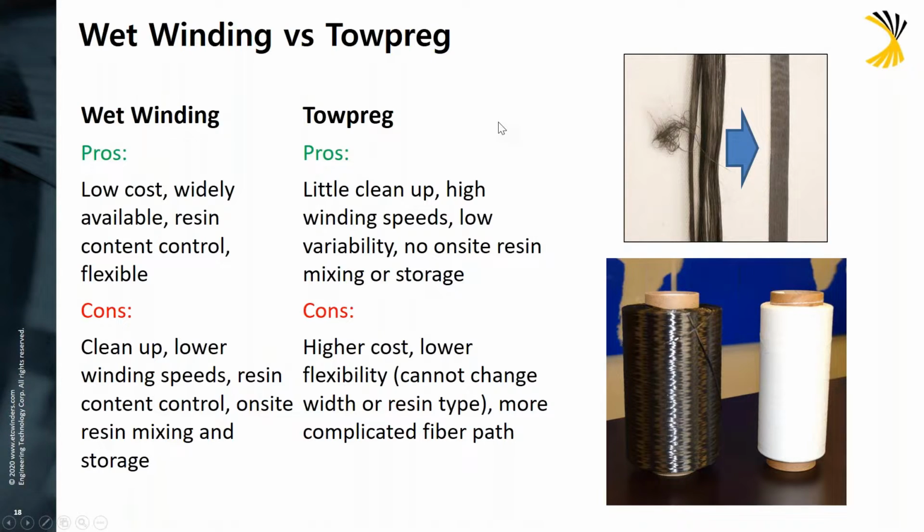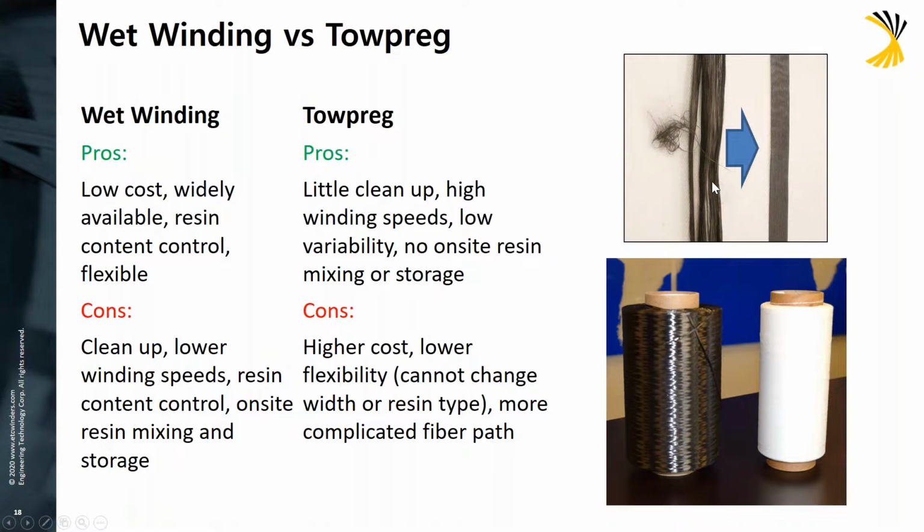The cons, however, are a higher cost. Now, on an individual basis, companies have to decide if that higher cost outweighs all of the cons that make up the wet winding. But that's for an individual company to decide. There's lower flexibility. Once you've bought the product, you can't change its width, you can't change its resin type. Another factor is, these products may not have the cure profiles or characteristics you want from your resin. So it might be required that you work with the material supplier to fine tune something. So there's definitely a little bit more difficulty involved with it at times.